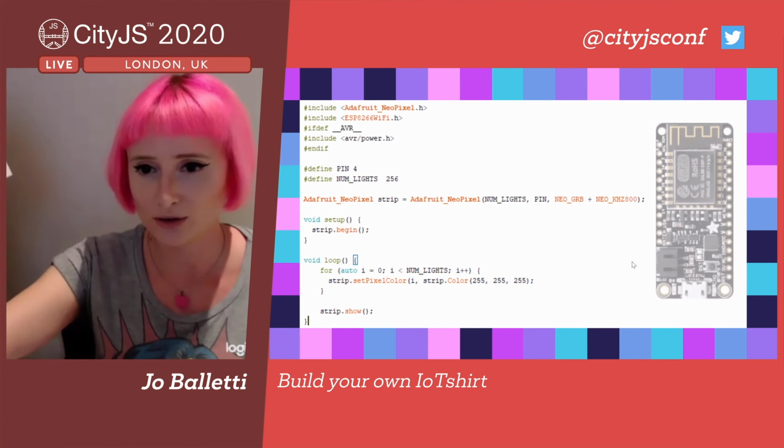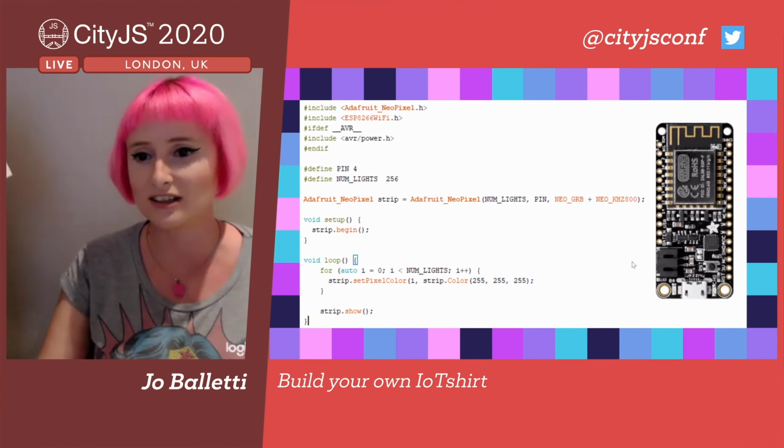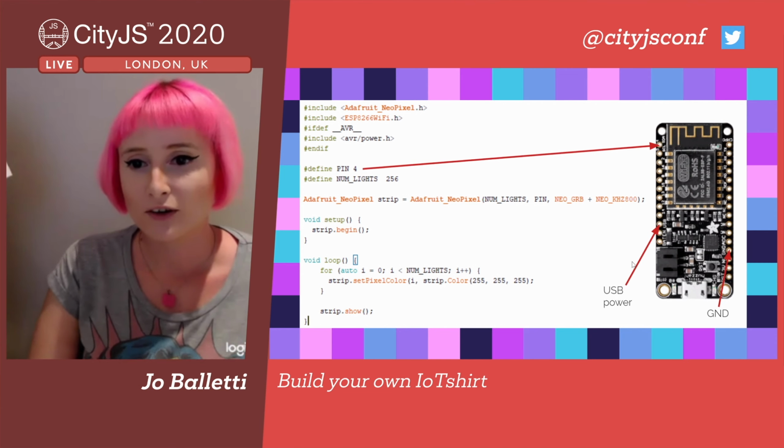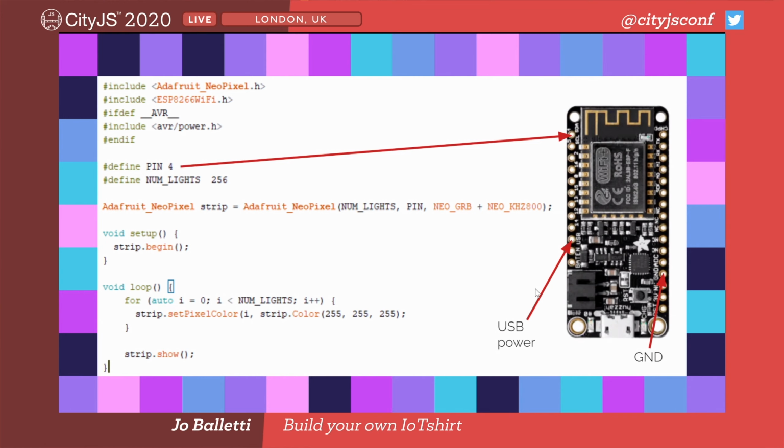Just to show you the pins on the board that we'll be using, this is the board. The data is going to pin number 4. I'm going to be powering it through USB. You can see the USB connection at the bottom of the board there. So I shall be using USB to connect to power, and then ground goes to ground.